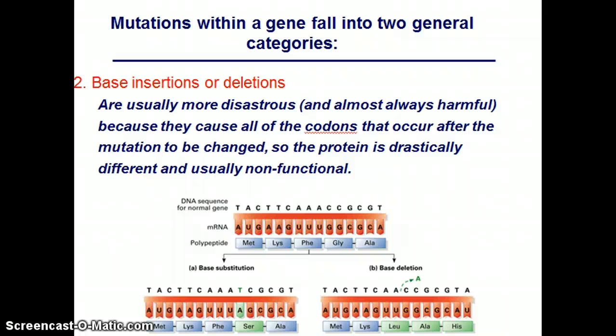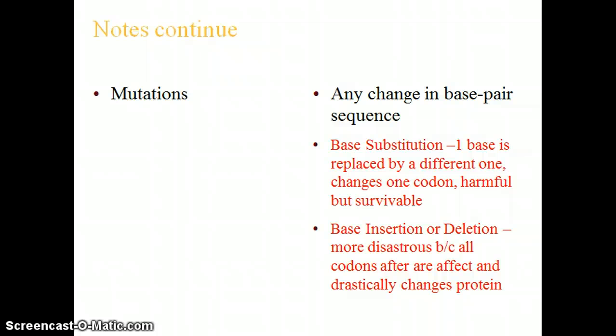Now, the more worrisome mutation is when you have insertions or deletions. These are more disastrous, and they're almost always harmful because it affects everything that happens afterwards. So on the other side, the B example, we have an A taken out. That shifts everything over. So now, instead of having one amino acid that's changed, everything afterwards is changed. So sometimes this means that the protein is not functional, we can't even use it, or it's completely different. Both of those would be a huge problem.